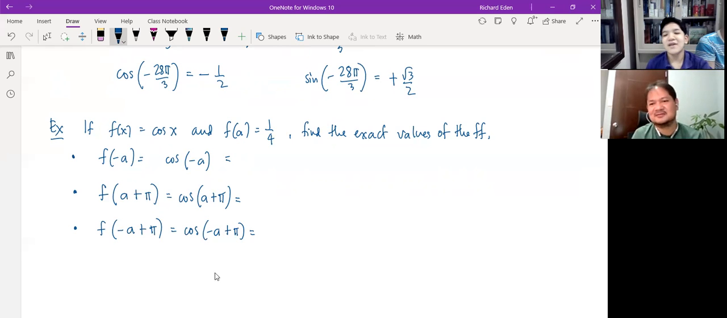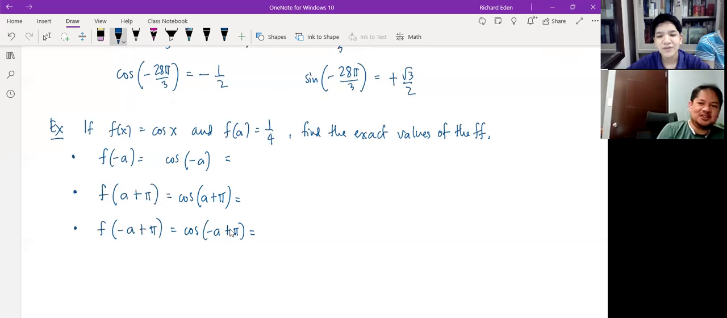I was thinking that's impossible. How could I possibly calculate the arc cos of 1/4? No, I just need the negative. And you don't have to.